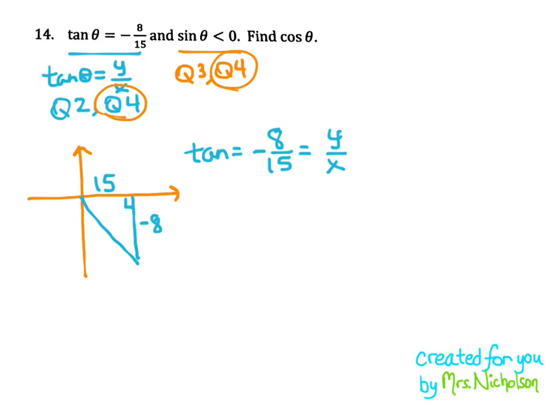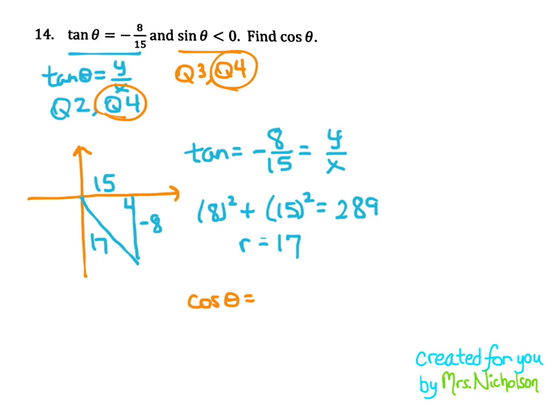Now we need to find that radius, the hypotenuse of our triangle. So we're going to use Pythagorean theorem. And that's going to be equal to 289. And then, of course, we need to square root. And so our radius here is going to be 17. And now we're ready to answer the question we were asked. We're asked to find cosine theta. Cosine is x over r, and that would be equal to 15 over 17.